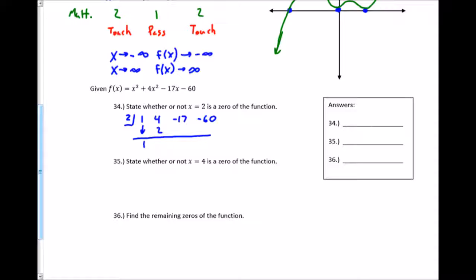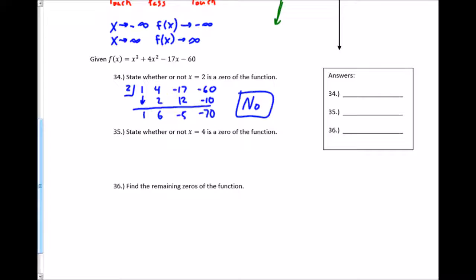That's going to be a 6. Let's see. I multiply, I add straight down. I multiply, I add straight down. So this one gave me a negative 70, so this one is not a 0. I'm looking for a 0 for my remainder, which is essentially saying I'm looking for a 0 when I plug this thing in.